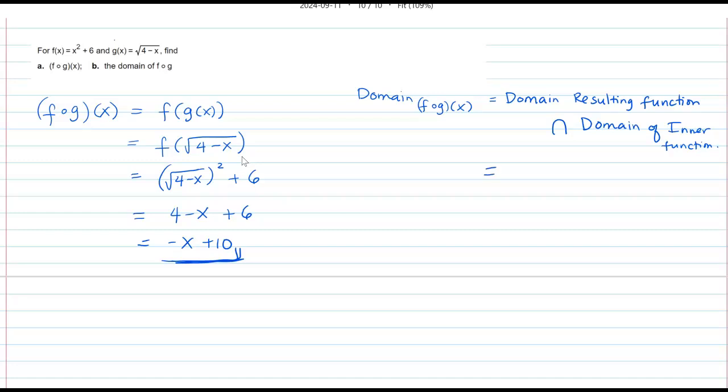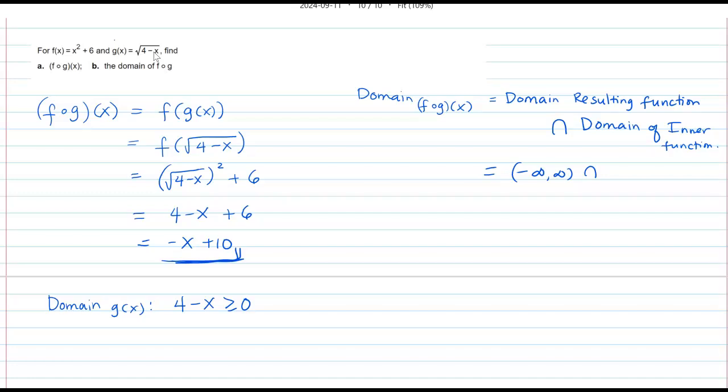So what is the domain of the resulting function here? That's a line, so that means the set of all real numbers. And then you intersect that with the domain of the inner function, g of x. What's the domain of g of x? Here, that's a radical expression, a square root function. So you want the radicand, the expression inside the radical sign, to be greater than or equal to 0.